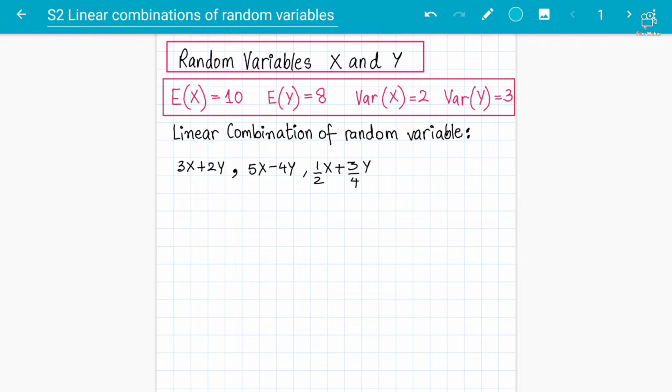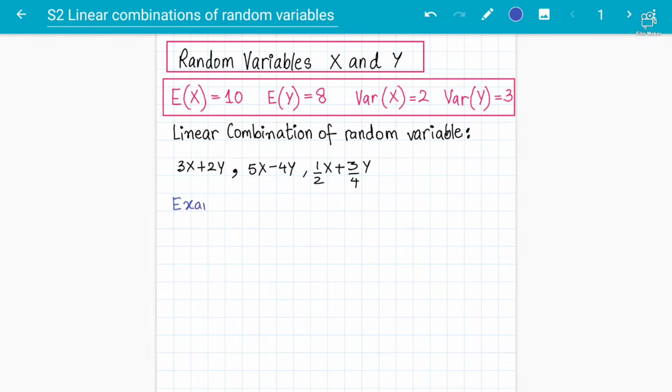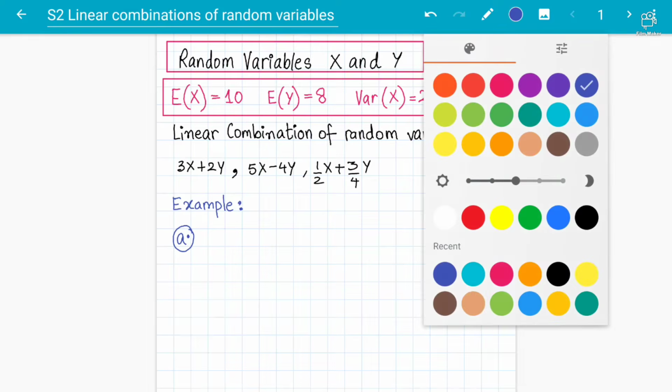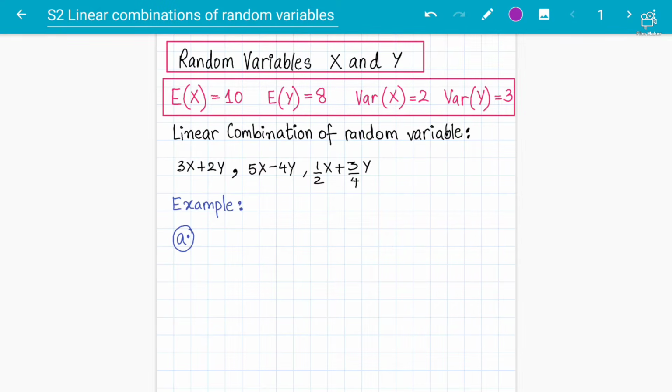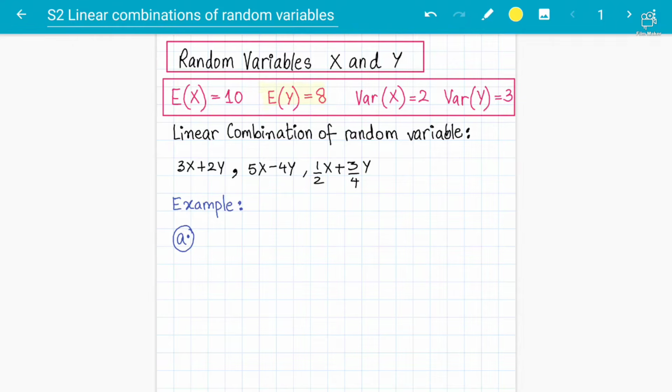So I'm telling you this is an example. Okay, let me write down this as well, that this is an example, and we are going to do some questions from this example, students. Okay, so let's say question part A. Okay, and what has been given, we have been given data that the mean of the random variable x is 10 and the mean of the random variable y is 8, respectively. The mean for the random variable y is 8 and the mean for the random variable x is 10. Similarly, the variance for the random variable x is 2 and the variance of the random variable y is 3.